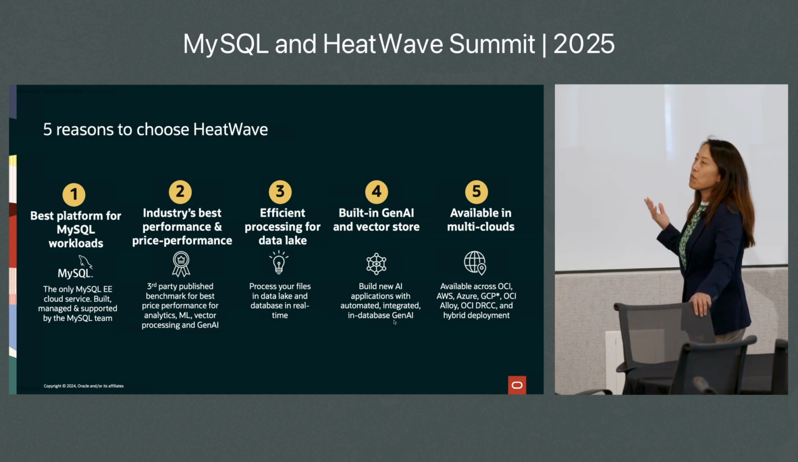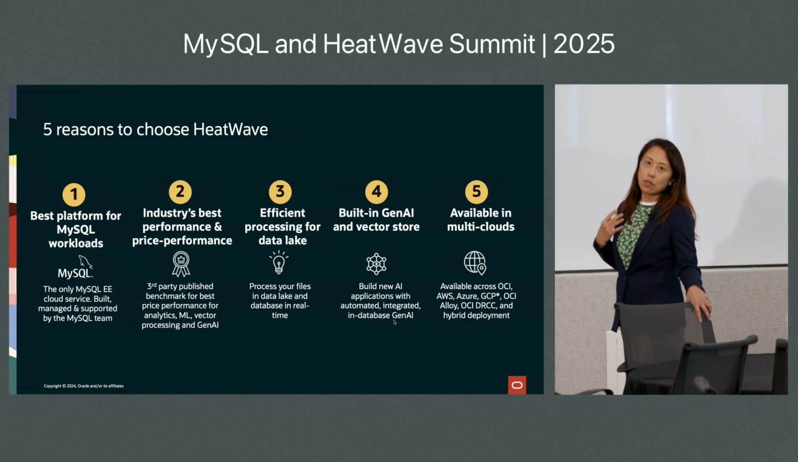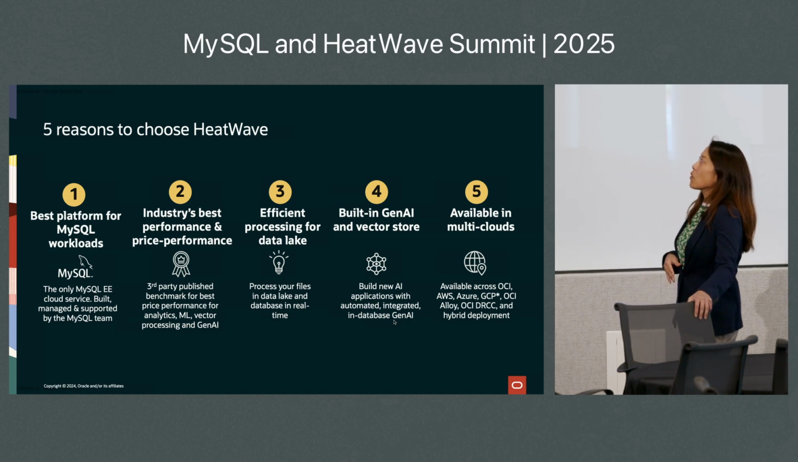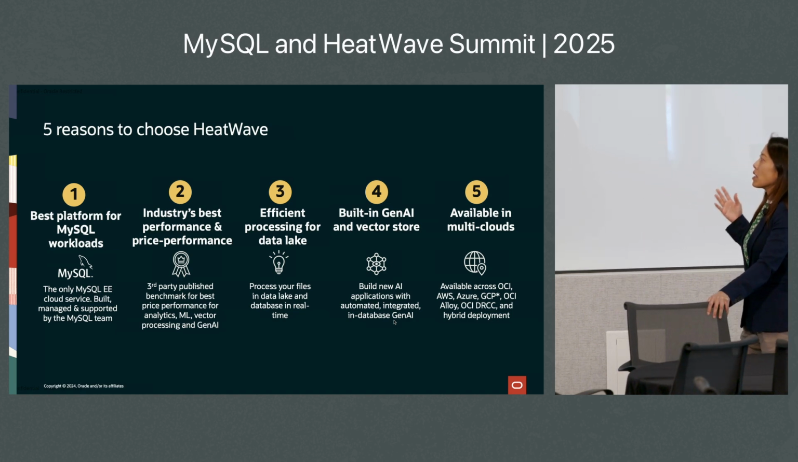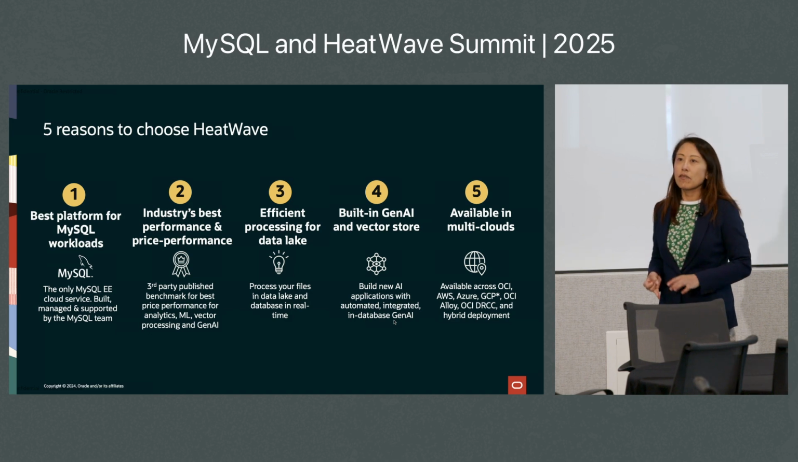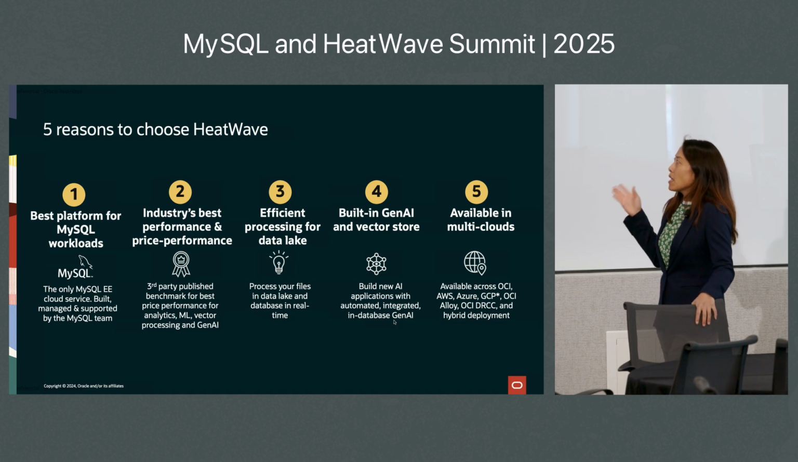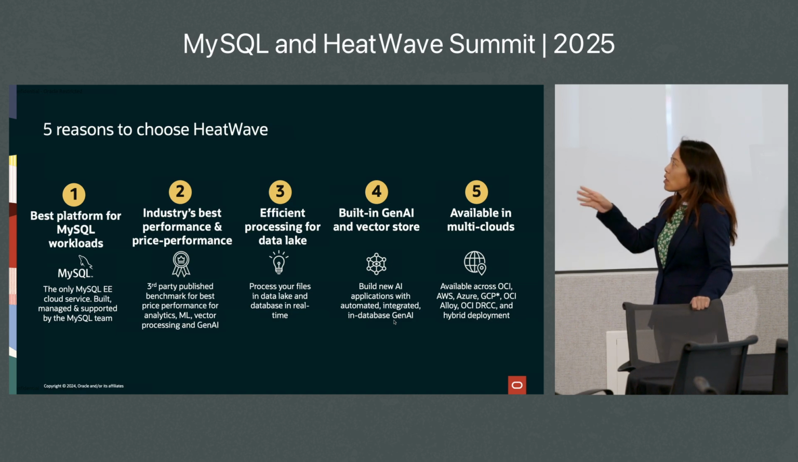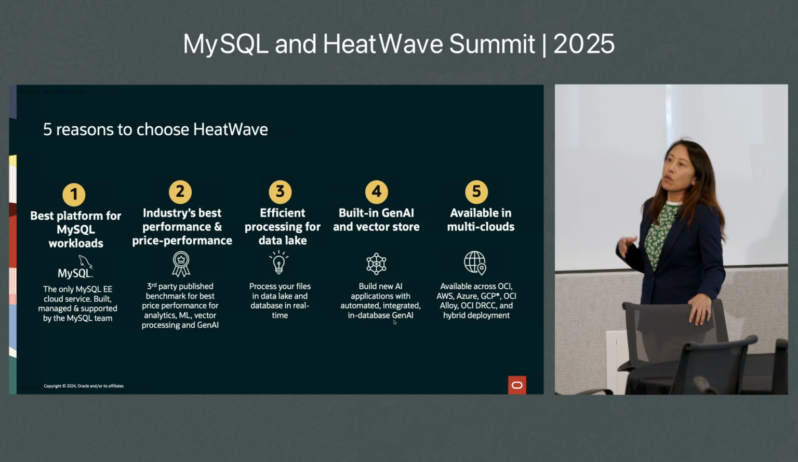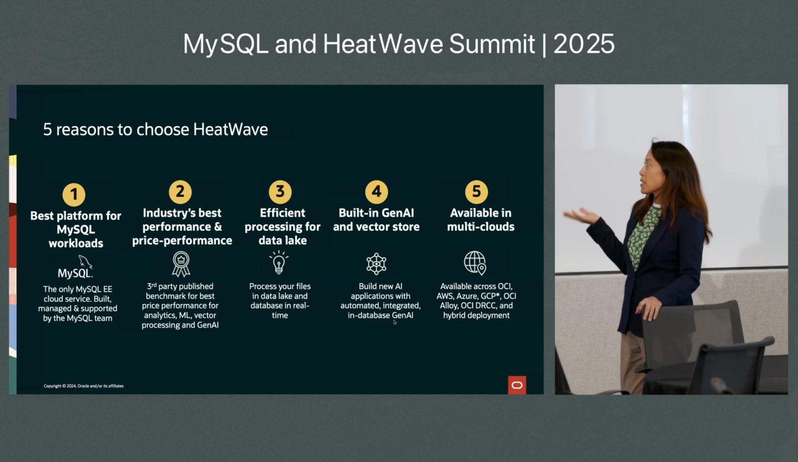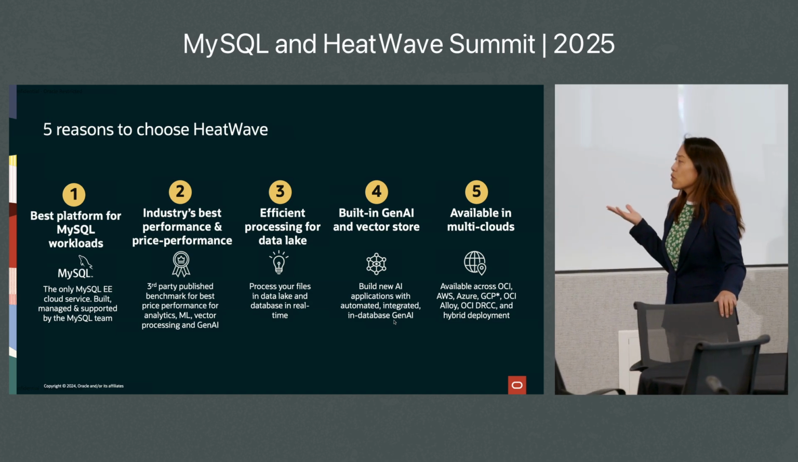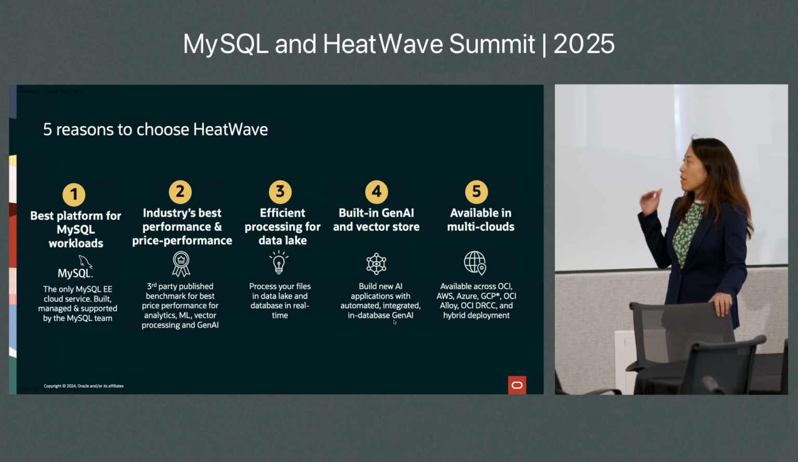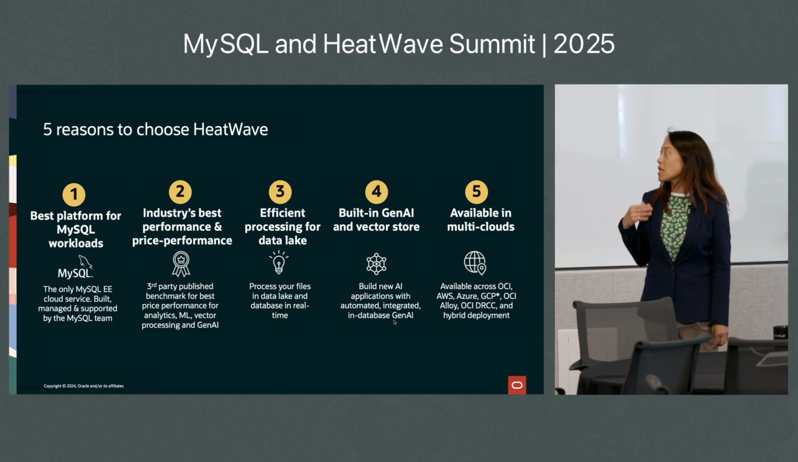The second one is that we provide the industry's best performance and price performance. This goes across all of the workloads that we provide, in terms of machine learning, analytics, and generative AI. The benchmark is done by a third party on GitHub, so if you want to try it out, you can do that as well. From the OLTP perspective, with the enterprise thread pool feature, for example, we are seeing 10x better throughput than Aurora, and we are able to maintain the throughput when the concurrency is high.